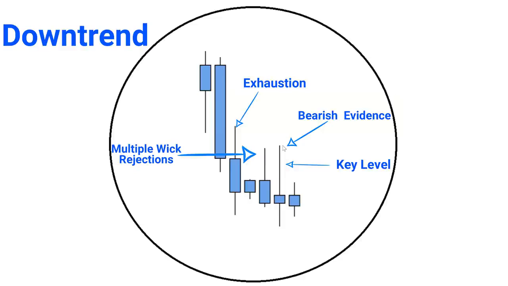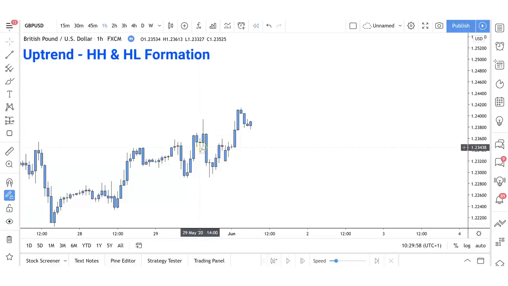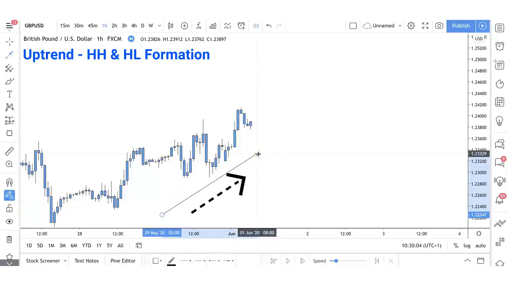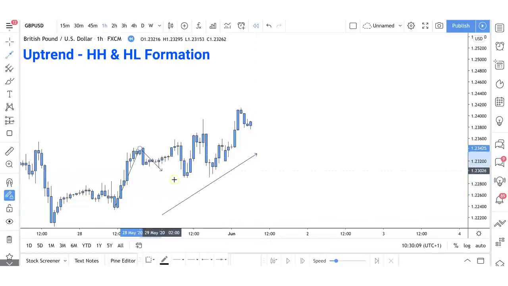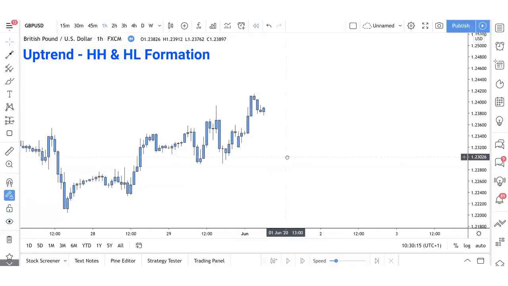Let's take a look at two live examples in the market. The first example that we're going to look at is pound USD on the 1 hour time frame. If we look at this market structure, we can clearly see that the structure of this market is to the upside. The market is creating higher highs, higher lows, higher highs, higher lows, and higher highs. So this is a clear indication of an uptrend.